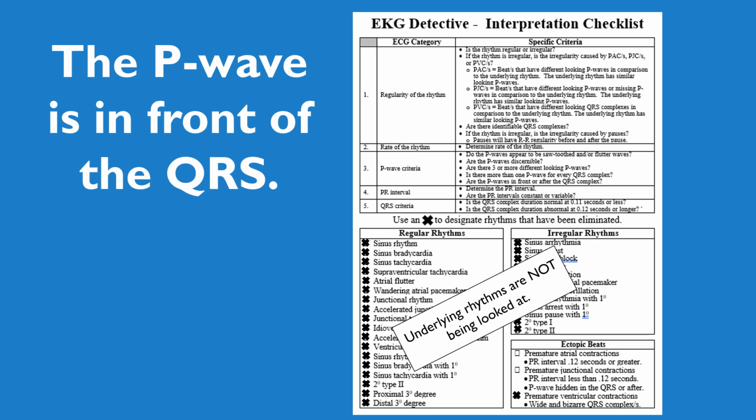And since the P waves are in front of the QRS, we're again not going to be able to eliminate premature atrial contractions or junctional contractions, because both of those types potentially have P waves that are in front of the QRS complex.